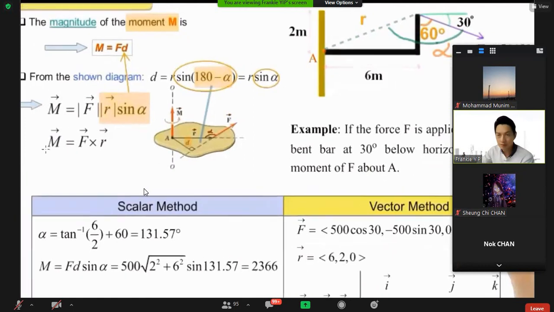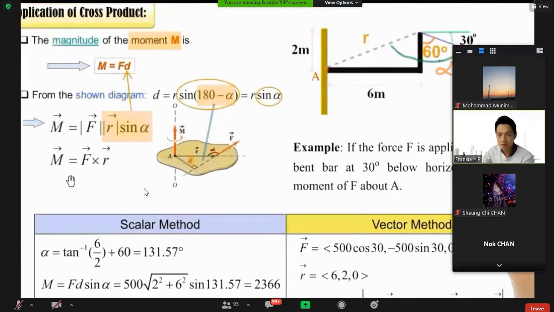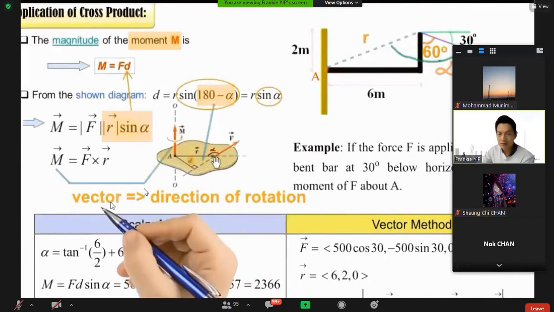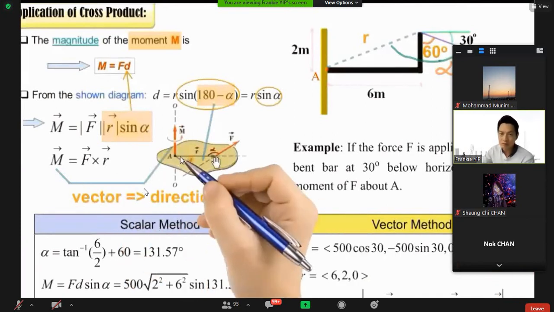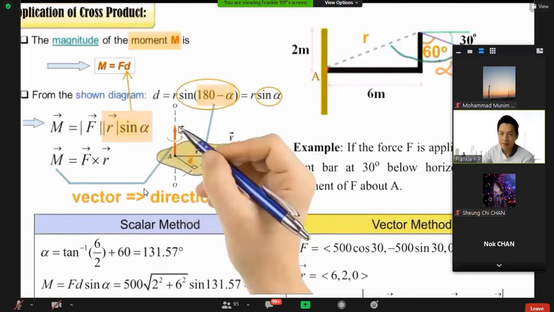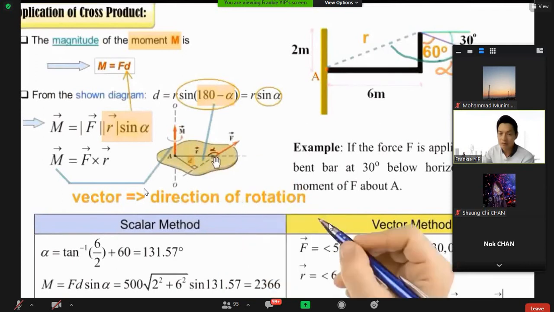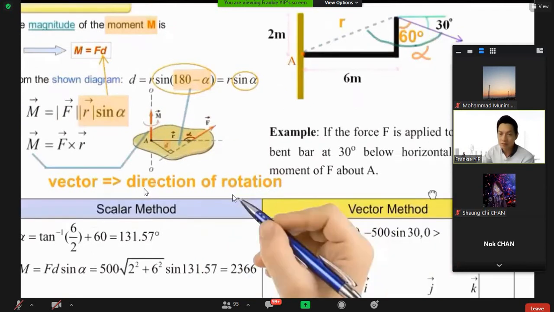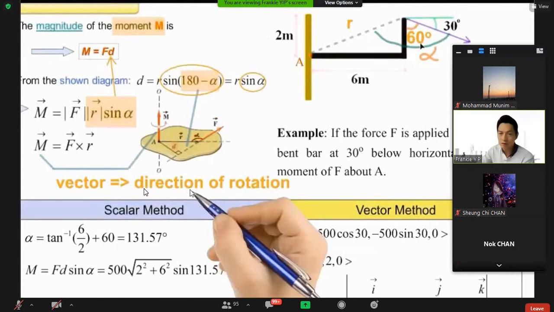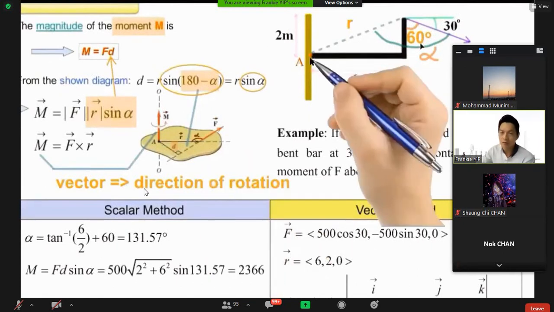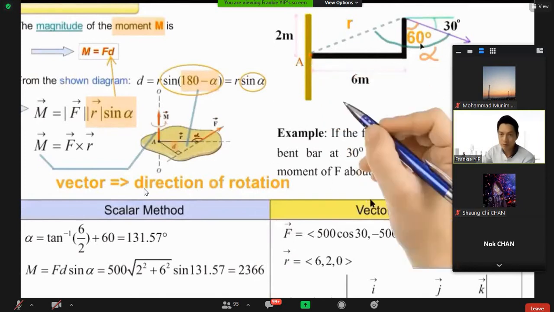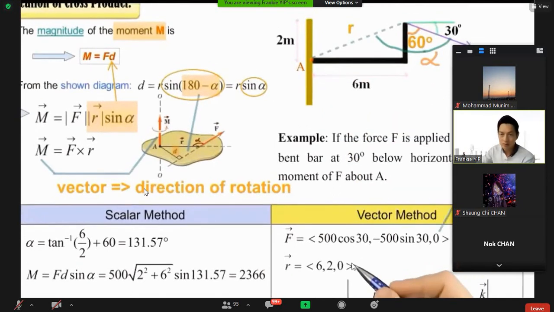Okay, think about this. First of all, the vector direction of the result is pointing along the axis of rotation. So that means this vector is pointing to the direction of rotation, which is at the A. At the A, that means at this pivot point. So let's calculate this.